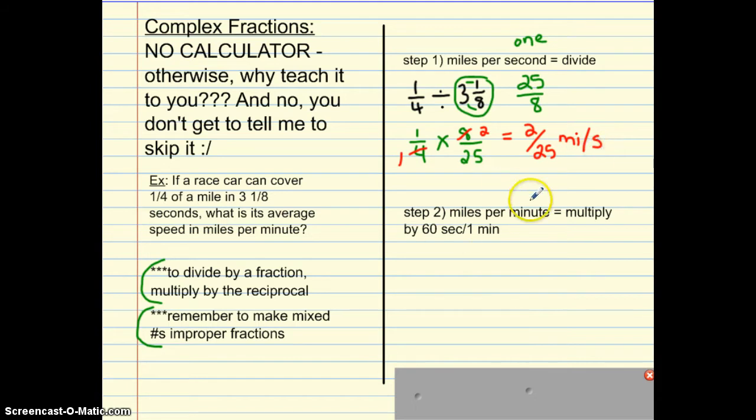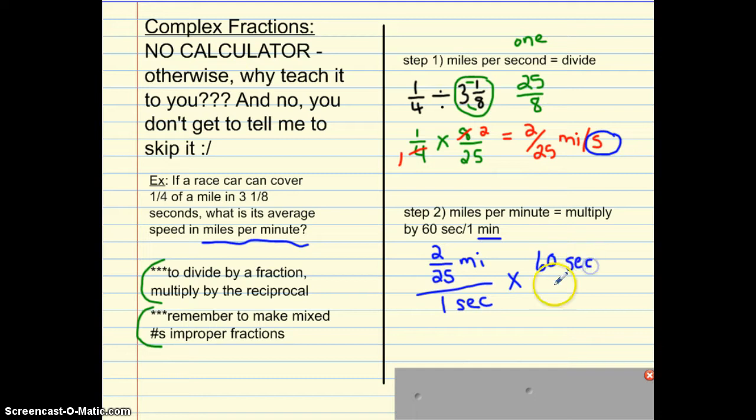And that's 1 second. So now we need to change that to miles per minute. How we're going to change that is a lot like our dimensional analysis that we've already done. We'll have 2 over 25 miles per 1 second. And then what we'll do is we want minutes on the bottom, so we're going to do 60 seconds on top over 1 minute, because when I do that, my seconds cancel, and I have my miles per minute that I've been wanting.